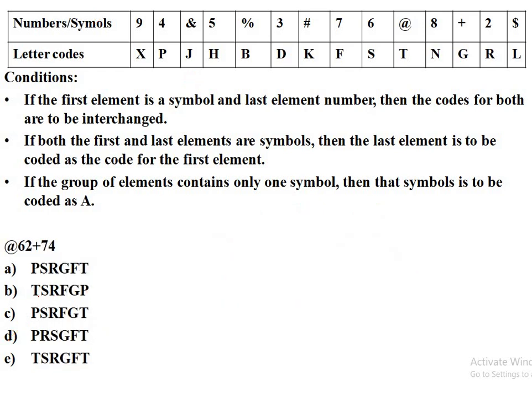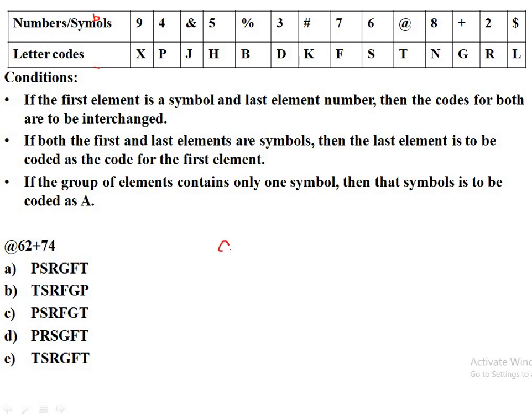Same concept here. The table is the same and the conditions are the same, but the question has been changed. So let's see what this is. Is this clear, guys? Okay, if the first element is a symbol, whether the first element is a symbol, yes, the first element is a symbol, and whether the last element is a number, yes, that is also following. Hence, we need to apply the first condition. That's it.